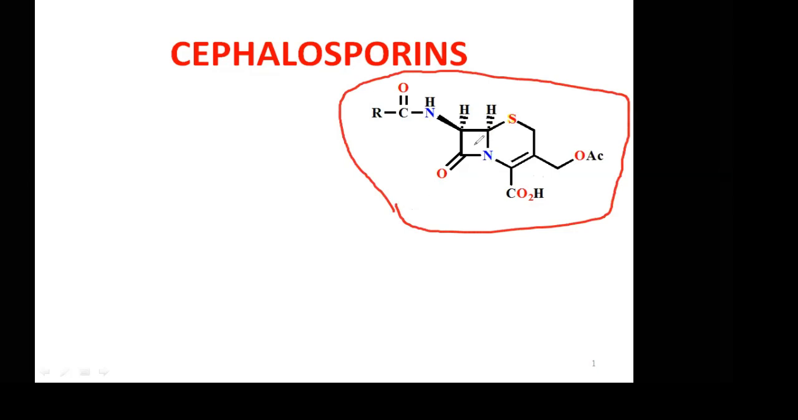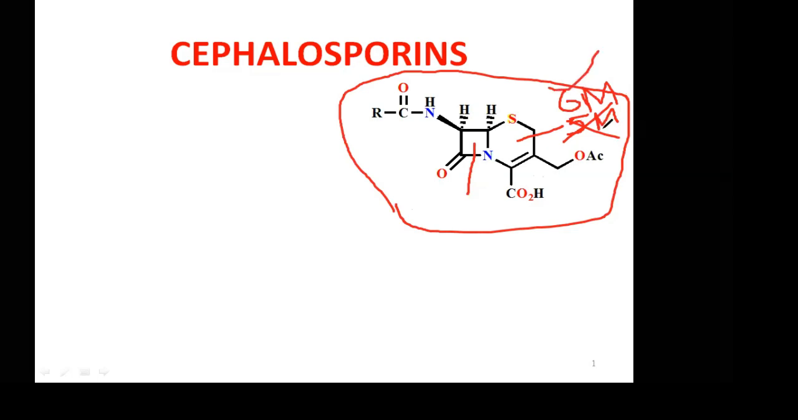This is the beta-lactam ring as in penicillins. Now, in penicillins, it was a 5-membered ring. Here it is a 6-membered ring. So, which ring is more stable? The 6-membered ring is more stable than the 5-membered ring.